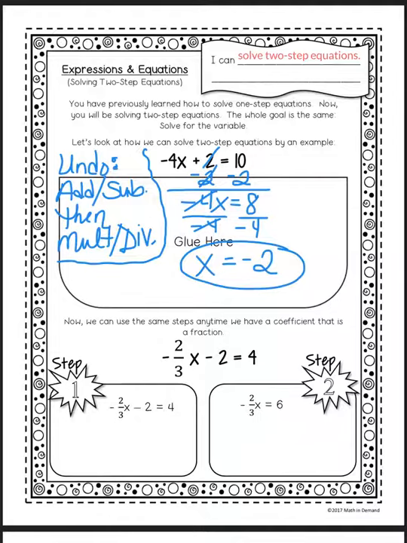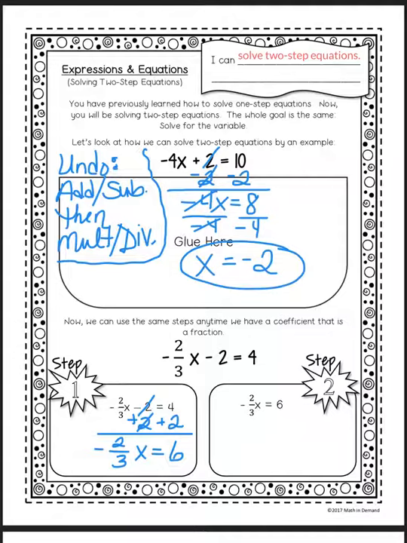Okay, now we're going to use these same steps, except notice in the problems down here, we have a negative fraction in front of the x. Okay, so we're going to do step 1. We're going to undo subtracting 2. The opposite of subtracting 2 is adding 2. And we're going to add 2 to the right side of the equal sign. The 2's cancel out on the left. We're left with negative 2/3 x equals 6.